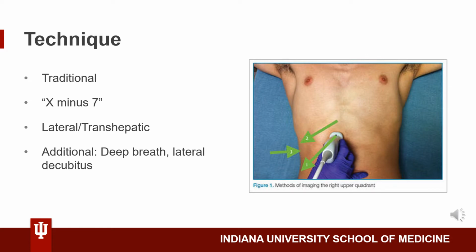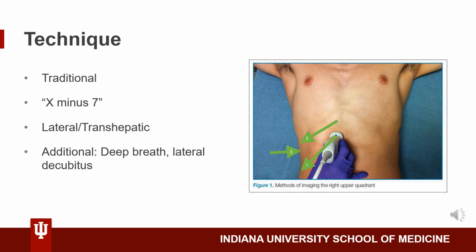Different methods for performing a right upper quadrant ultrasound and visualizing the gallbladder. The first one is the more traditional, which is kind of the subcostal sweep. So this would be following arrow number 1 on the picture on the right. In this one, you place the probe inferior to the xiphoid process, and then you would sweep the probe following the costal margin until you can see the gallbladder.